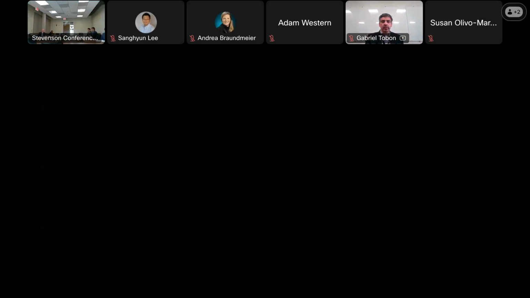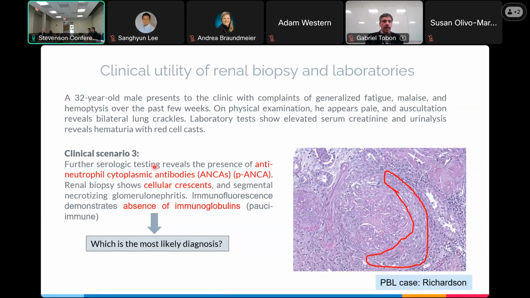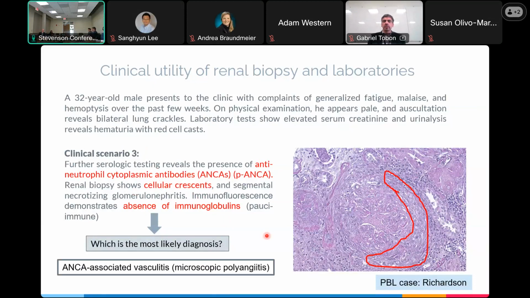And we discuss with the students, 10 or 20 seconds of discussion, to arrive at the SLE diagnosis. And what about the patient? What if the patient presents with ANCA and absence of immunoglobulin in immunofluorescence? Which is the most likely diagnosis? It is finally an ANCA-associated vasculitis. So we are using the same case with three different clinical scenarios based on the serological markers and the renal biopsy findings. And by the way, this is the PBL case for that. So we establish the link between the traditional lecture and the PBL that they are learning. It's a patient with crescents and ANCA-associated vasculitis, microscopic polyangiitis.